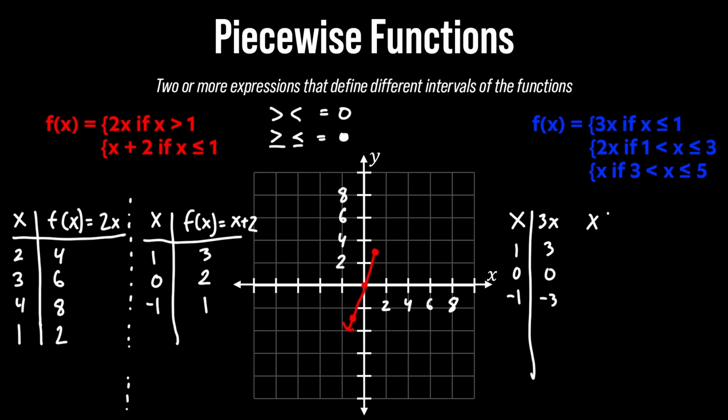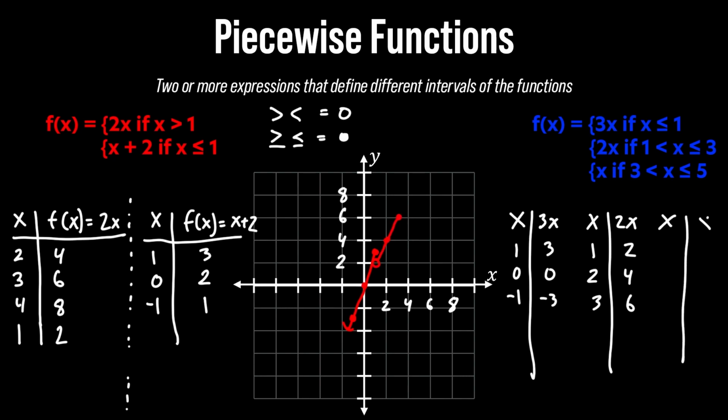Then we have x, and we have 2x. This is if x is greater than 1 or less than 3. So we're going to have 1, 2, and 3. So this would be 2, this would be 4, and this would be 6. And lastly, we have x, and we have x. This is if x is greater than 3 but less than or equal to 5. So we're going to have 3, 4, and 5, which we get 3, 4, and 5.